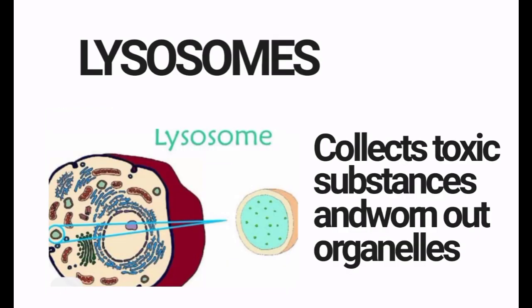Lysosomes collect toxic substances and worn out organelles. Lysosomes have digestive enzymes in them, which they use in decomposing worn out organelles inside the cell and other toxic substances. Because if these toxic substances and worn out organelles are allowed to stay inside without being digested or decomposed, these can harm or damage the cell. So that's the work of lysosomes. They collect that, and they're going to store that in the vacuole.